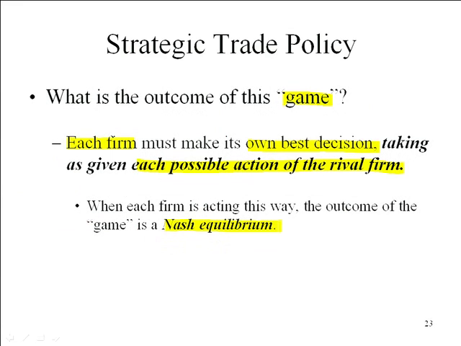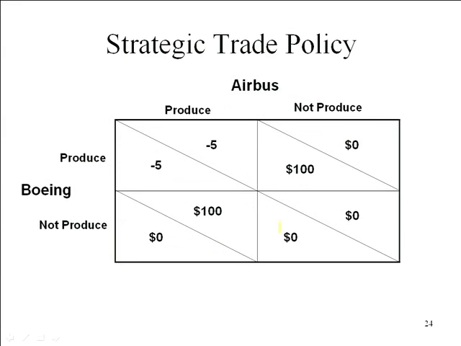Okay, so here's our production decision, or payoff matrix. Let's take Boeing's case. We need to figure out Boeing's best decision, which, by the way, may be plural. So the first thing we want to ask ourselves is, suppose Airbus decides to produce. If Airbus decides to produce, what is Boeing's best option? So if Airbus produces, then Boeing wants to not produce.